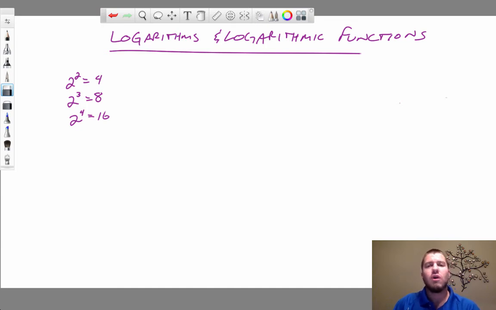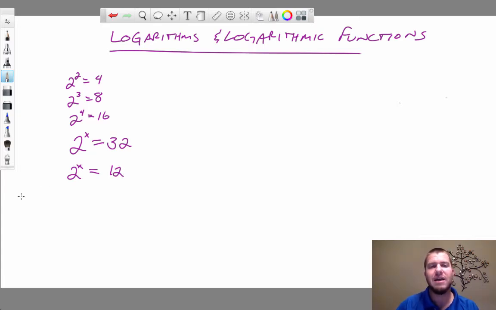Okay, so we're going to get into logarithms and logarithmic functions, which in a way are connected to exponentials. So we know that 2 squared is equal to 4, 2 to the third is equal to 8, 2 to the fourth is equal to 16. And if I had an exponential function, 2 raised to the x is equal to 32, you would be able to figure out what x is because this is a perfect root and x would be equal to 5. But what we wouldn't know is if I had 2 raised to the x is equal to 12.